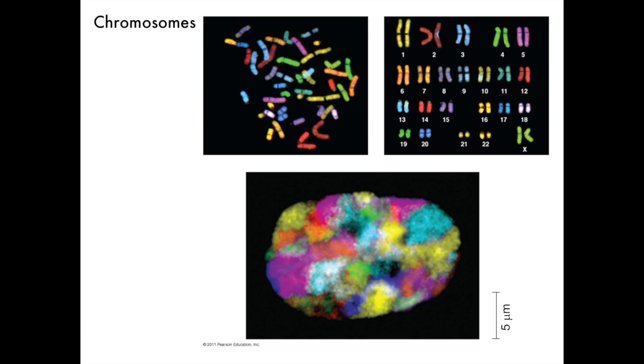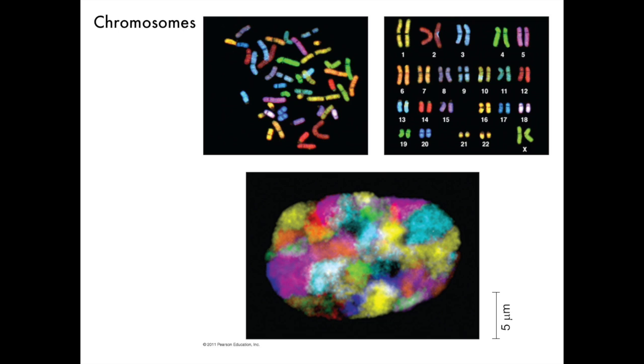So chromosomes make up your DNA, and in a human, typically what you have are 22 pairs of chromosomes and then one pair of sex chromosomes. So in this case, we're looking at the chromosomes of a female because she has two X chromosomes. A male would have an X chromosome and a Y chromosome. And what this picture is showing us is these are chromosomes that have been stained with different fluorescent dyes.